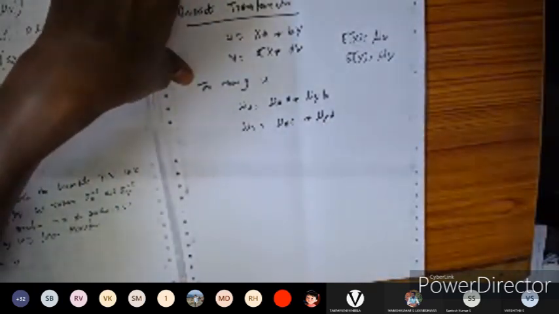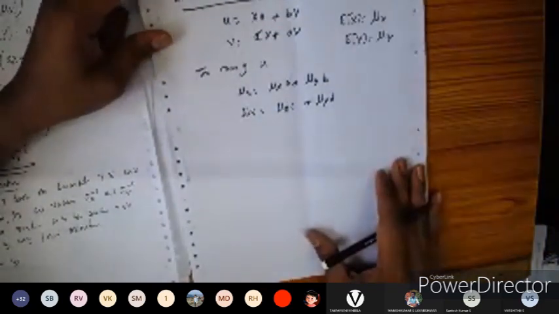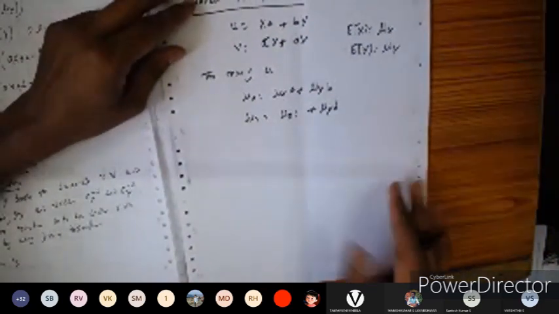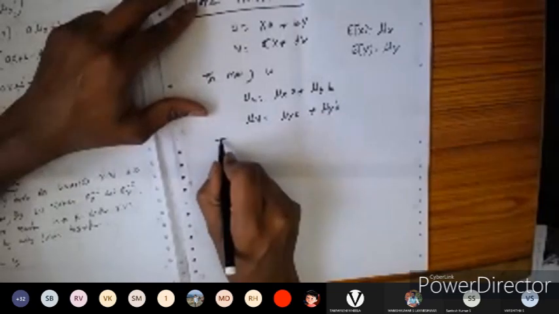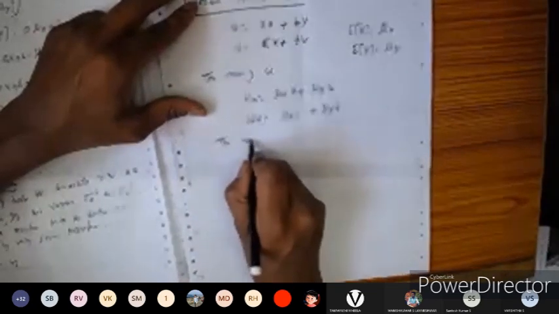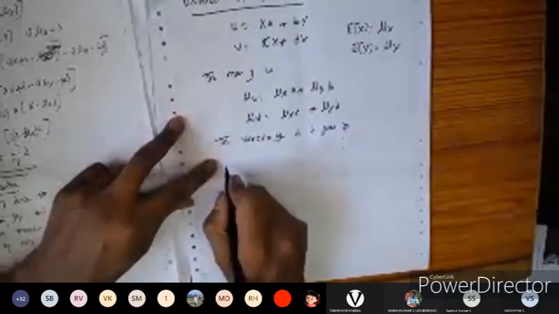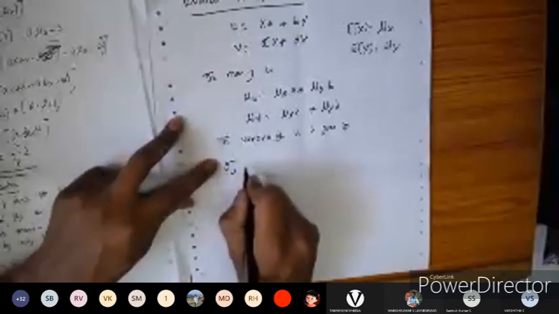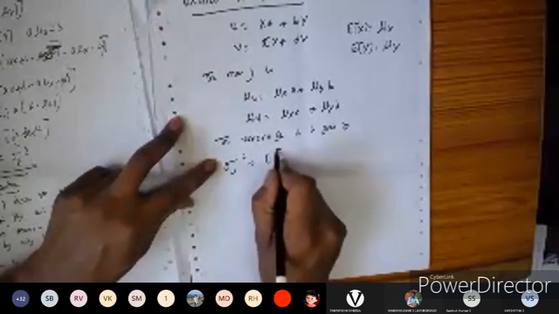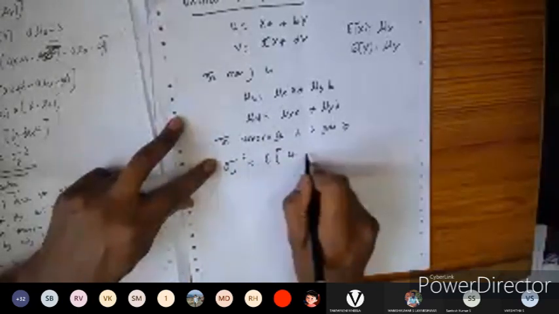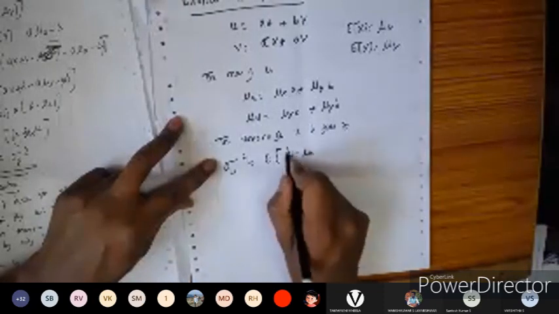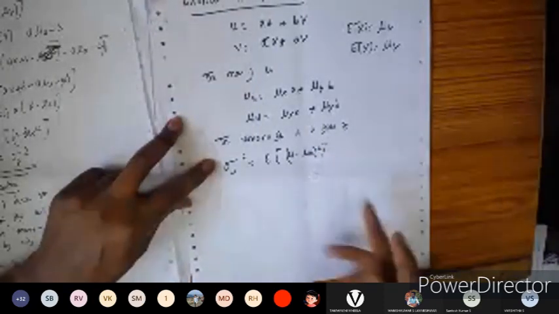Now we are going to find out the variance of u. If you have not taken it, the variance of the random variable u is given by sigma u square. This is nothing but the expectation of the difference between the random variable u and its mean mu u, squared.